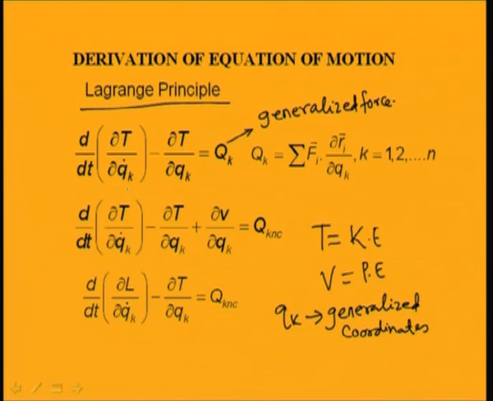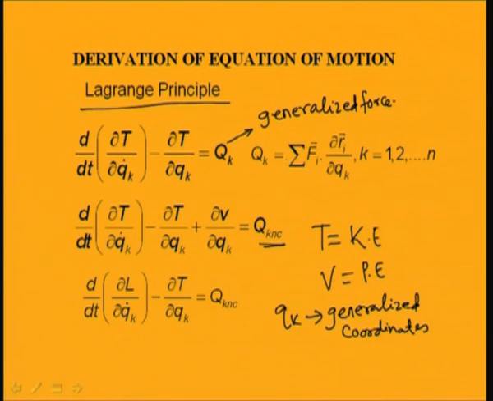So, in this case you can write the generalized equation of motion using this expression, or you may write it like this: d by dt of del T by del q k dot minus del T by del q k plus del V by del q k equal to Q k nc. Q k nc is the generalized non-conservative force. This Q k is the generalized force which contains both conservative and non-conservative force. So, the first equation is applicable for all systems, whether conservative or non-conservative.